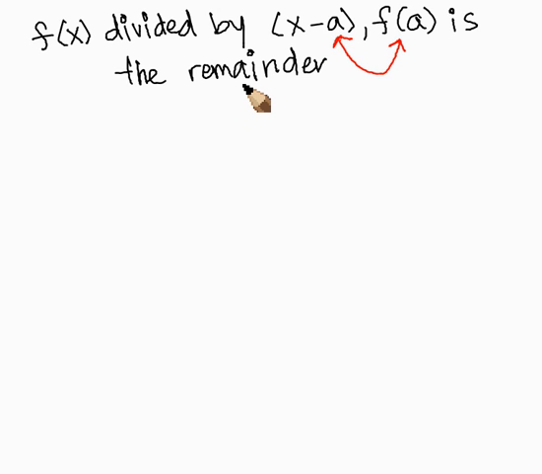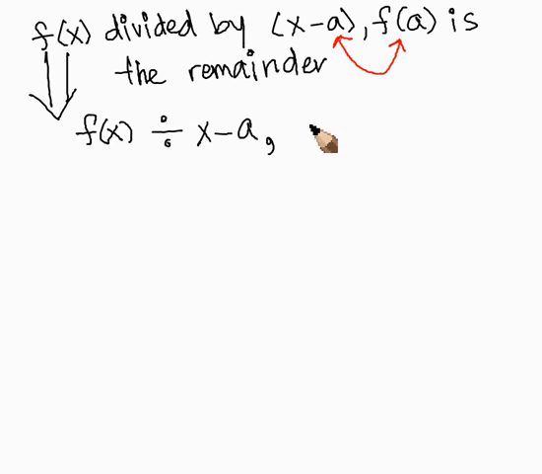So we need to develop the idea further by stating one more theorem. We call it the factor theorem. Now that we know f(a) is the remainder, just think about it like that: f(x) is divided by x minus a, then f(a) is the remainder.